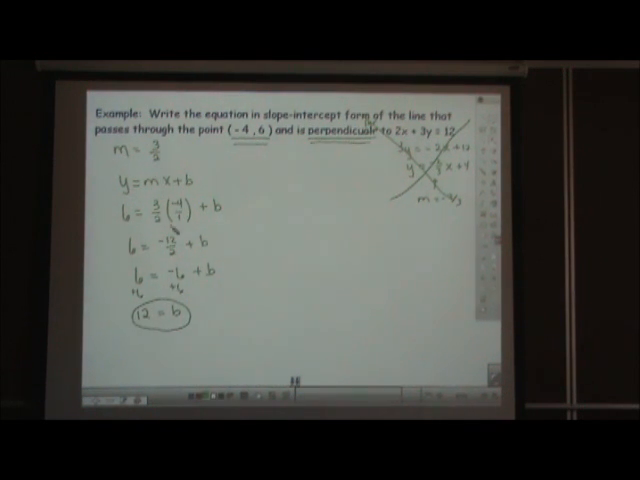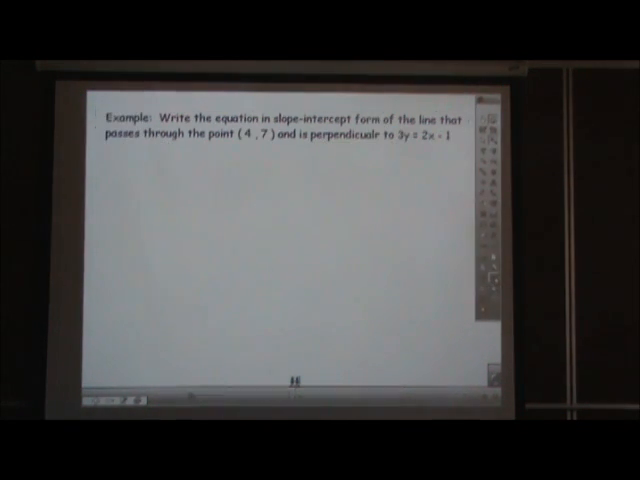Now that you have b and you have m up here, write your equation. So y equals 3/2 x plus 12. And there's our equation of a line that's perpendicular to the one that was given. And we're of course going to try this again.